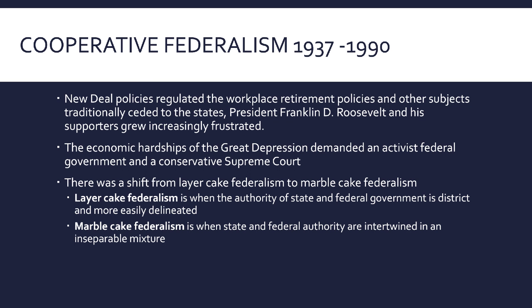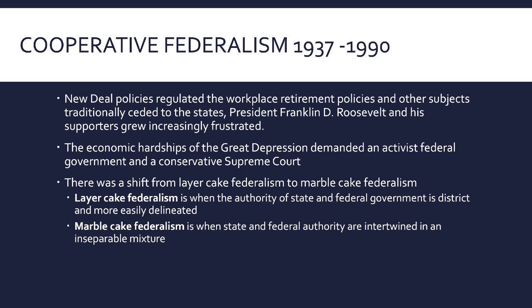Next phase was cooperative federalism from 1937 to 1990. And this is where the New Deal policies regulated the workplace, retirement policies, and other subjects traditionally ceded to the states. President FDR, Franklin Delano Roosevelt, and his supporters grew increasingly frustrated with the fact that they couldn't push some of these policies. And the economic hardships of the Great Depression demanded an activist federal government and a conservative Supreme Court.